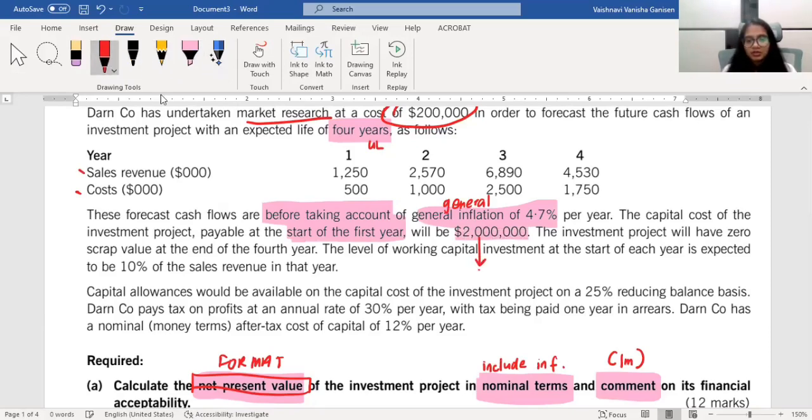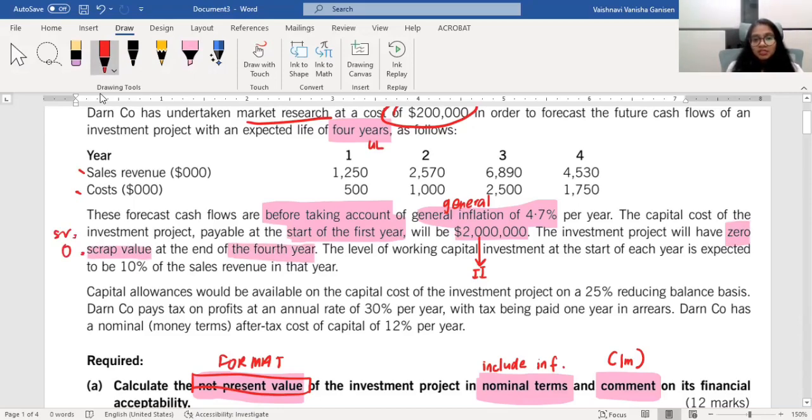So initial investment, it is payable at the start of the first year. The investment project will have a zero scrap value at the end of the fourth year. So guys, remember, your scrap value here equals zero. Okay, scrap value equals zero.